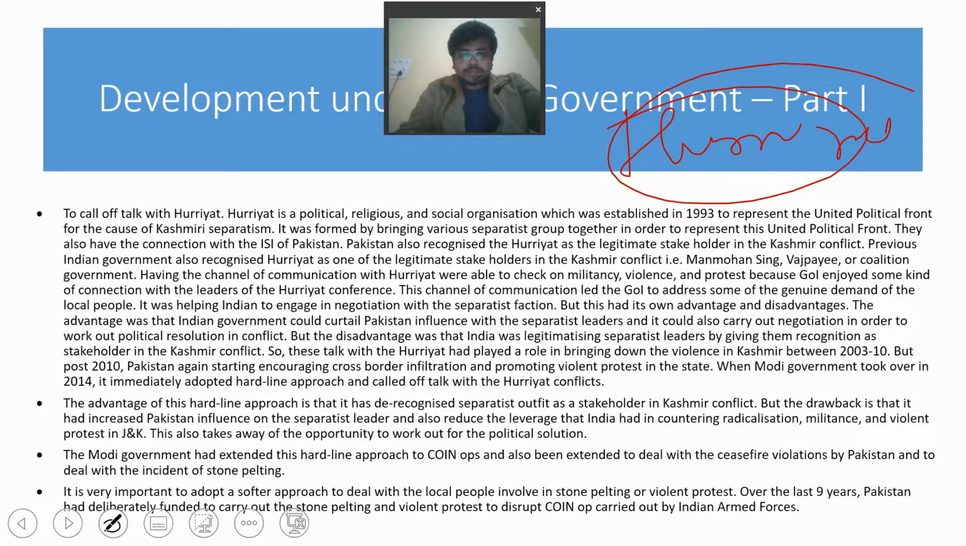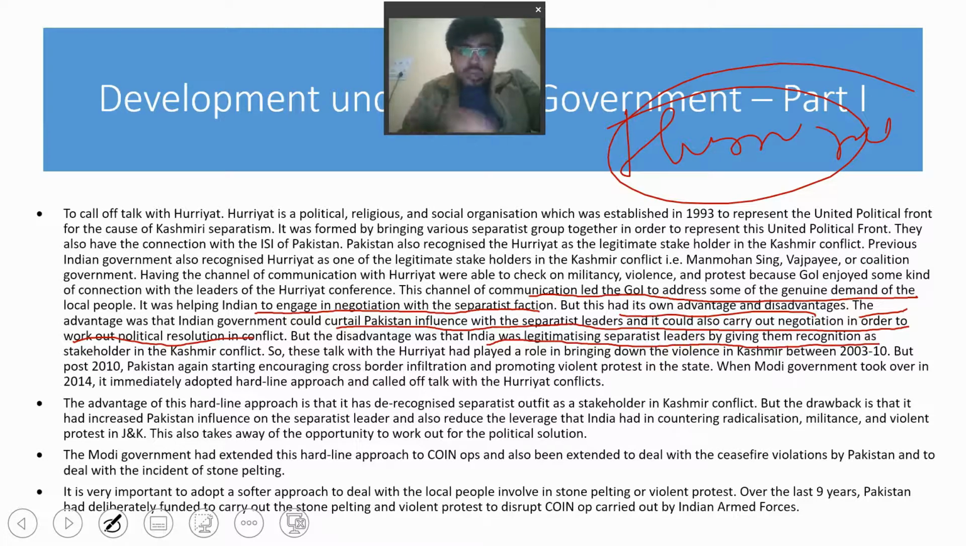This channel of communication led the government of India to address some of the genuine demands of the local people, and it helped India engage in negotiation with the separatist factions. But this had its own advantage and disadvantage, as India was dependent upon the Hurriyat. The advantage was that the Indian government could curtail Pakistan's influence with the separatist leaders and carry out negotiations to work out a political resolution. The disadvantage was that India was legitimizing the separatist leaders by recognizing them as stakeholders in Jammu and Kashmir. This is a disadvantage.